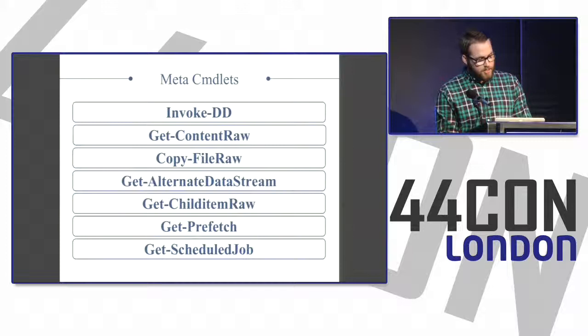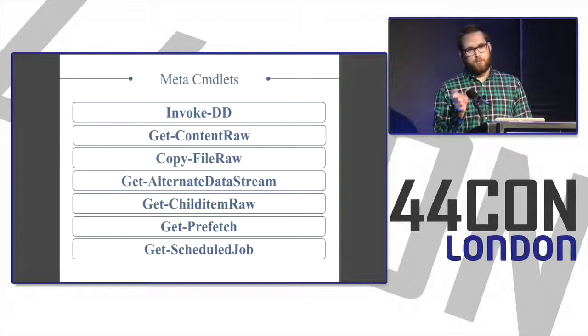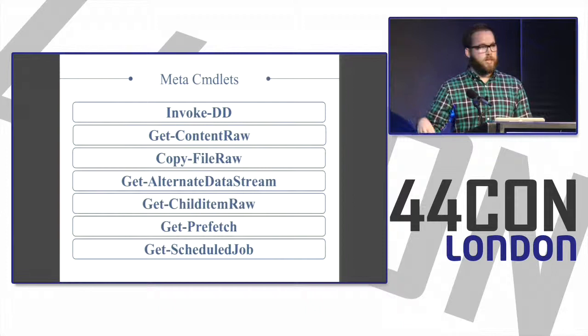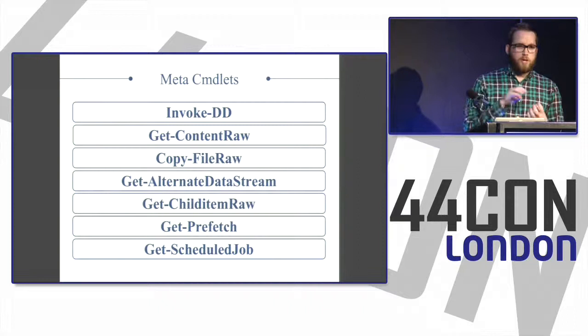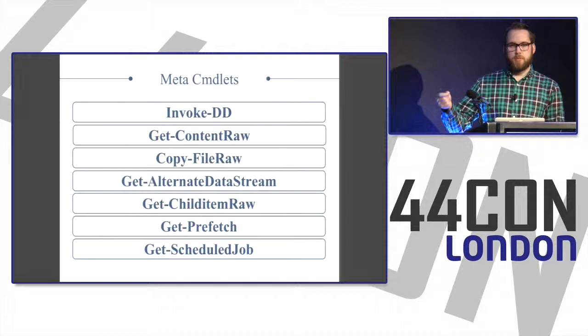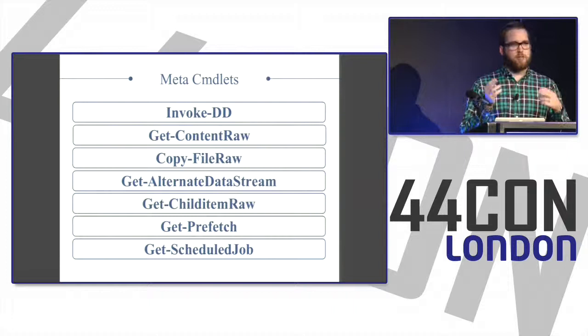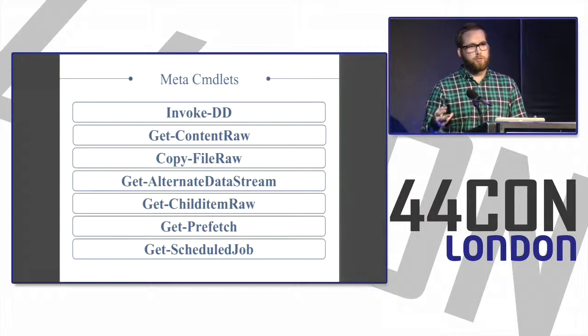Then there are a few meta cmdlets like Invoke-DD, which is basically a complete port of the Linux dd command. Through PowerShell, you can say Invoke-DD, start for physical drive 0, starting at byte offset 0, going for 512 bytes, and it will output a byte array that represents the first 512 bytes in the file system or the hard drive. And then you have Get-ContentRaw, which allows you to access raw bytes for a file. For example, Get-ContentRaw C:\Windows\System32\cmd.exe will output the content or the bytes in ASCII or Unicode representation for cmd.exe without ever accessing the true file, per se. Copy-FileRaw does basically the same thing, except instead of outputting the contents to the screen, it will actually copy the file somewhere else.